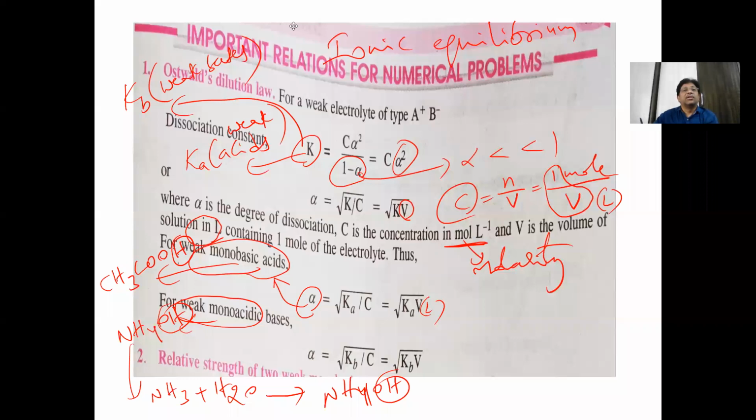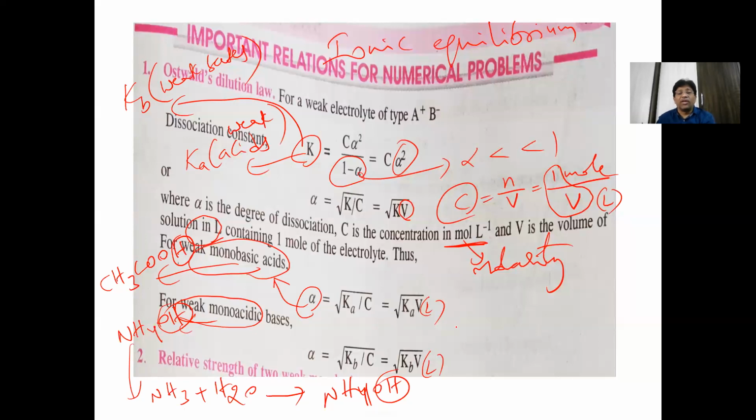See, if you take a monoacidic weak base, NH4OH is a weak monoacidic base. In this case alpha is equal to under root Kb by C, otherwise under root Kb into V, where V is the volume of the basic solution. So here we have taken a base, and earlier an acid.